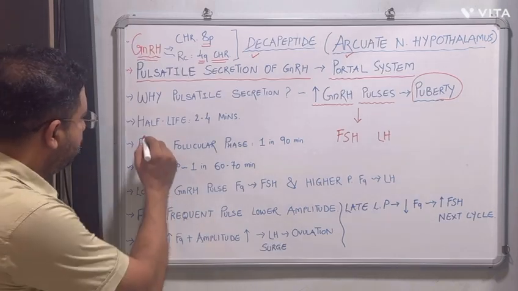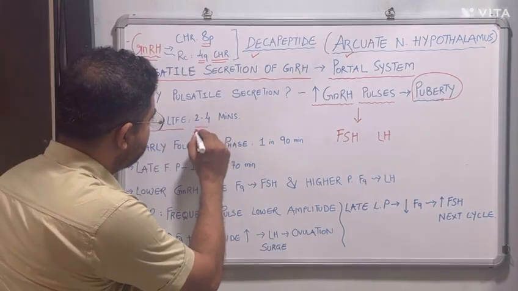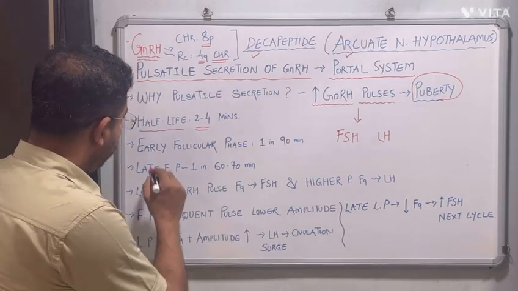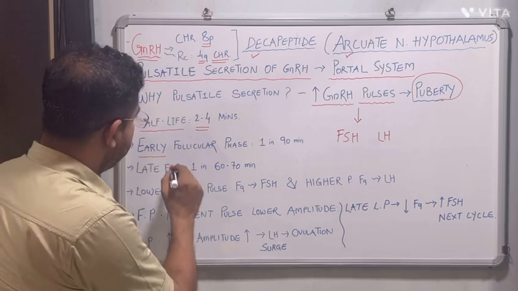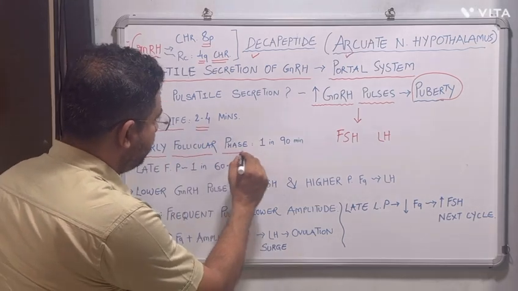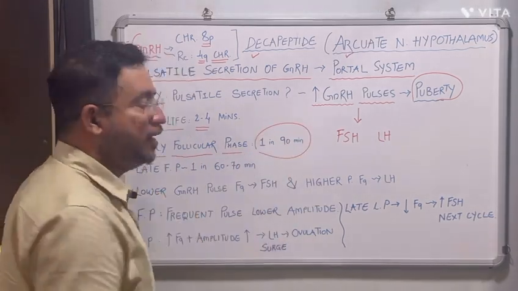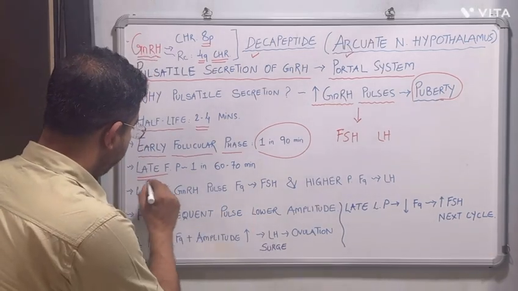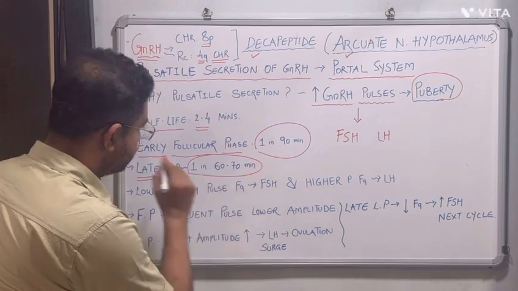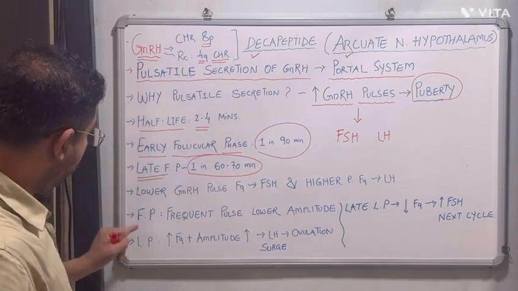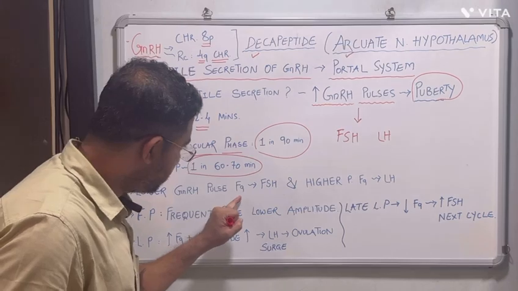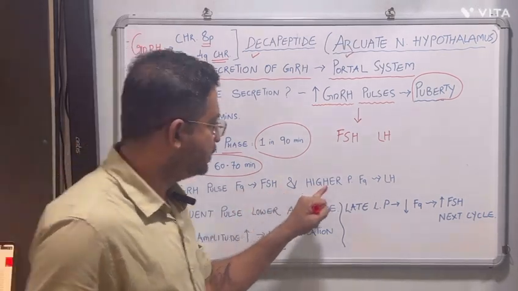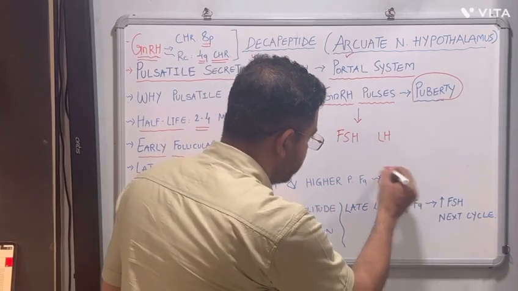Now, the half-life of GnRH is very short. It is just 2 to 4 minutes. So, if we see the pulse frequency in the early follicular phase, that is 1 in 90 minutes, and it increases in the late follicular phase to 1 in 60 to 70 minutes. So lower pulse frequency favors FSH, higher pulse frequency favors LH.